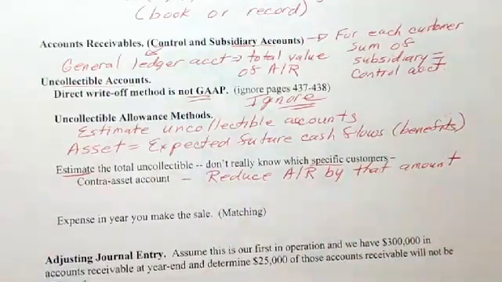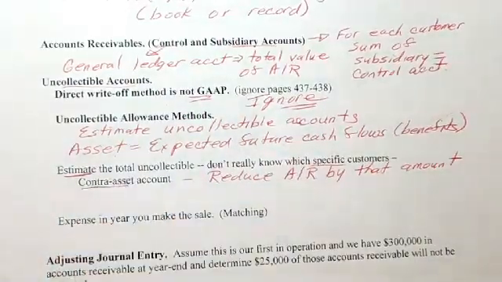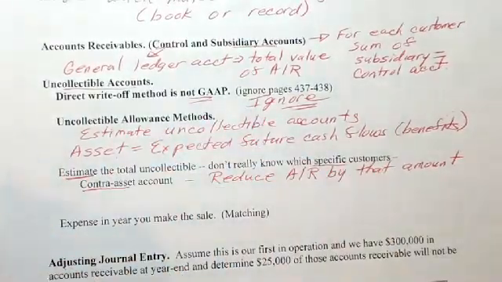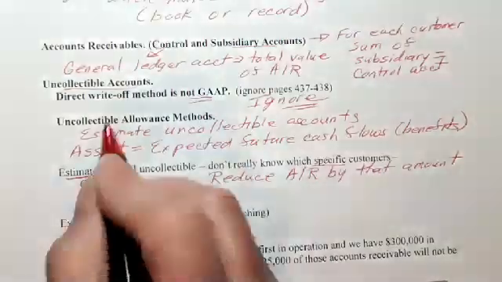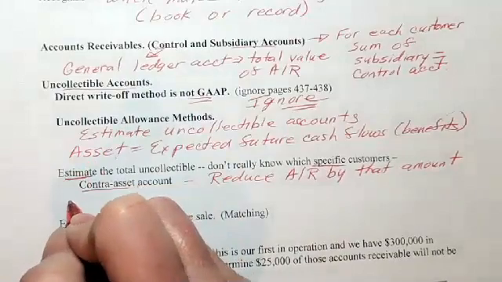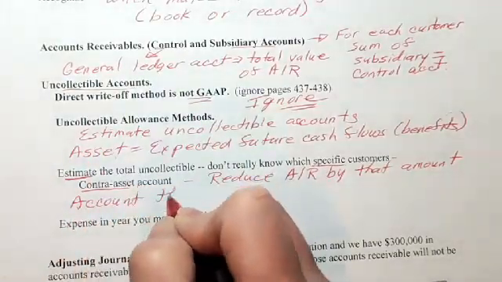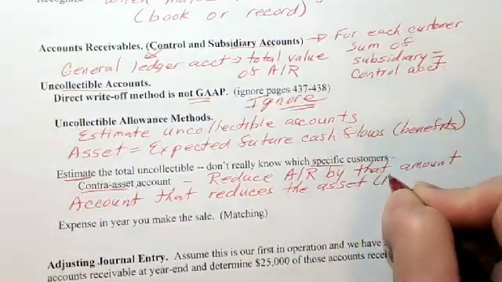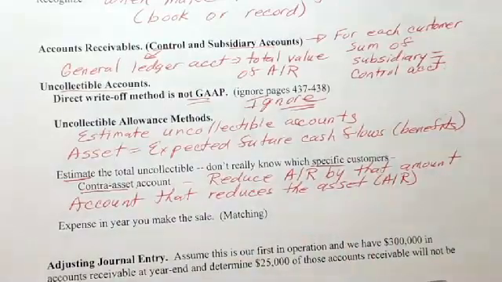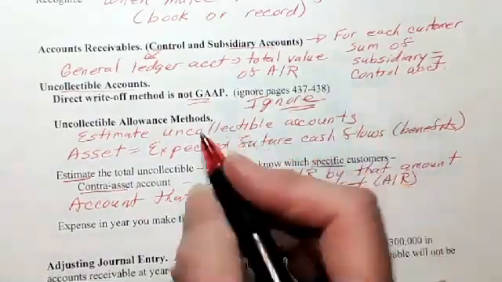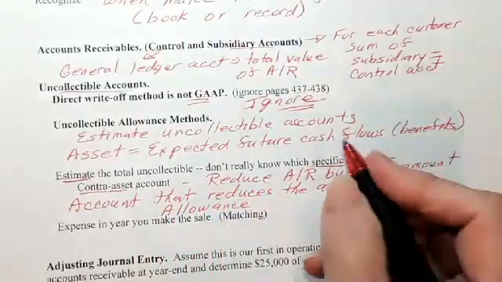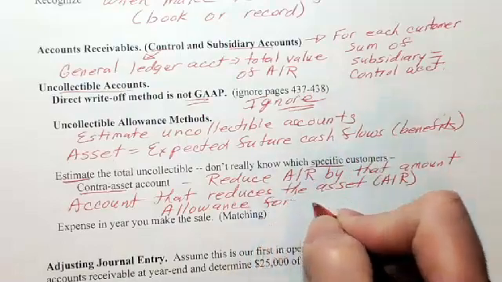We don't expect to collect it. It's not an expected future cash flow. So we're going to create a contra account, a contra asset account. Remember, a contra account is like accumulated depreciation. We've talked about it a little bit. So that contra account is an account that reduces the asset, and the asset that we're reducing here is accounts receivable. The name of that goes by lots of names, but it usually starts with the word allowance. And the one we're going to use is allowance for doubtful accounts.